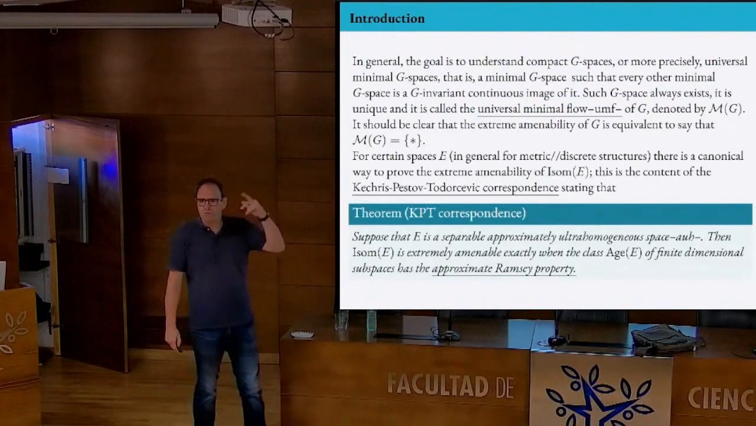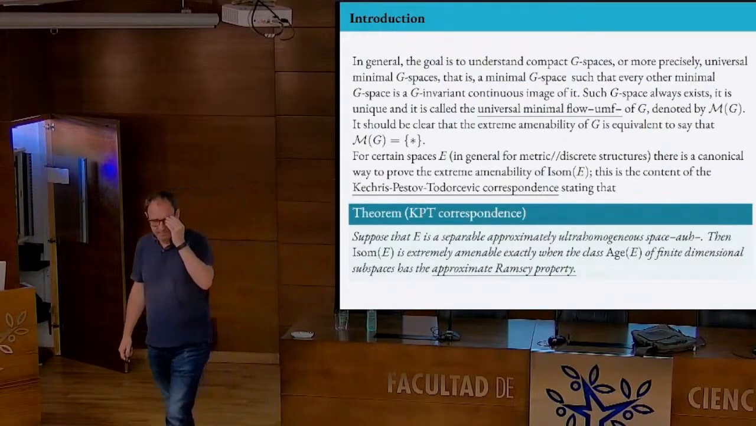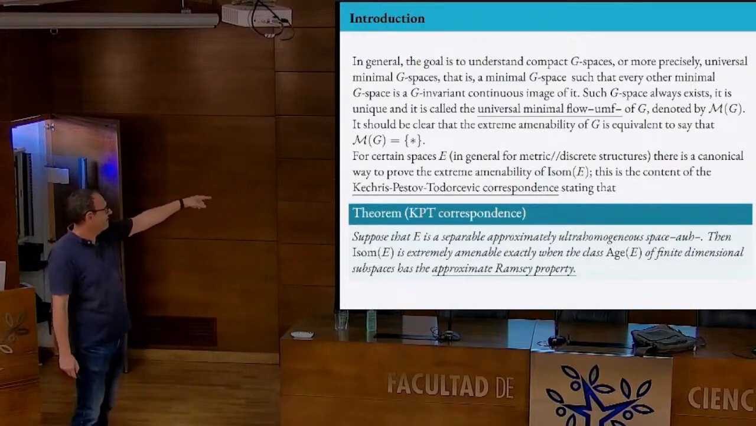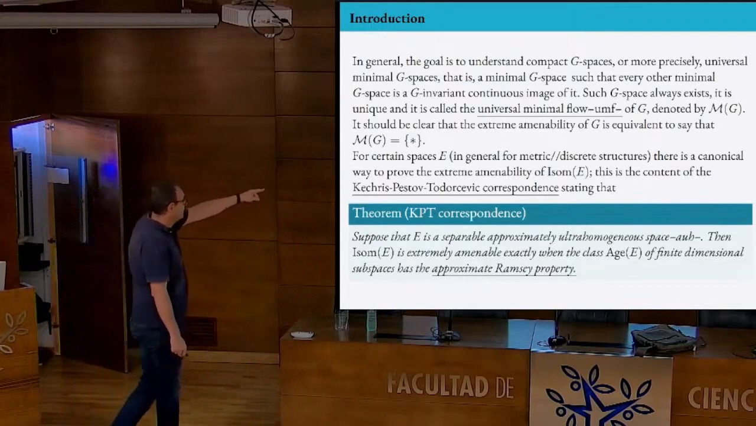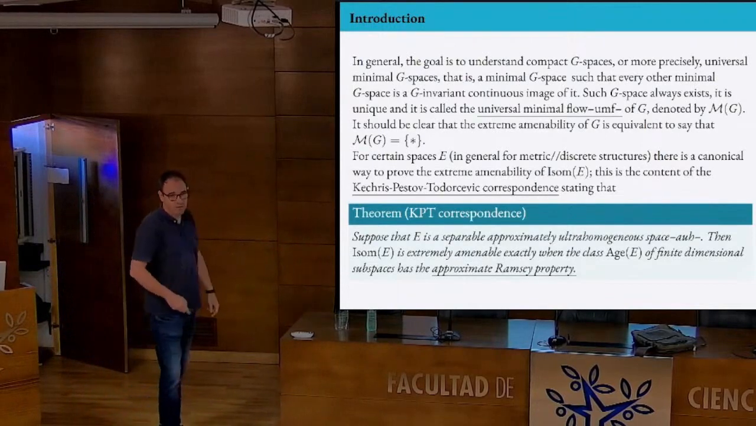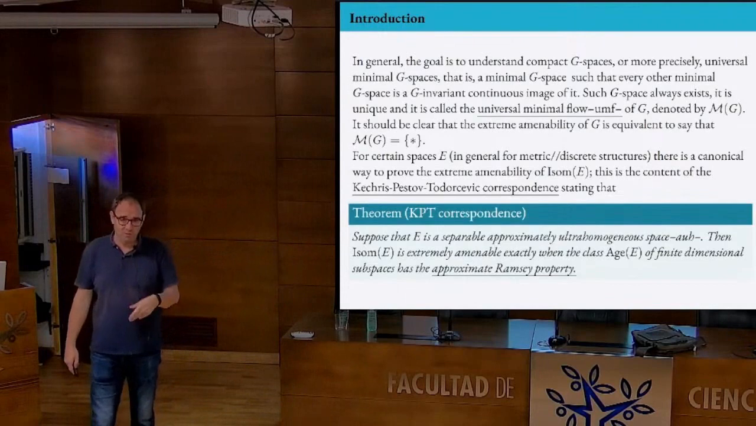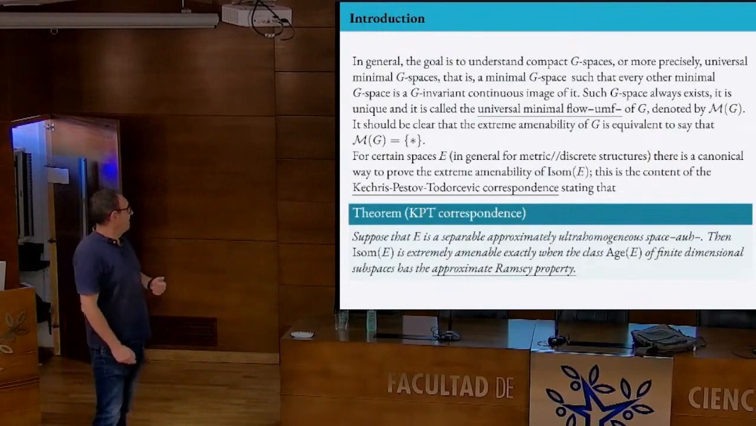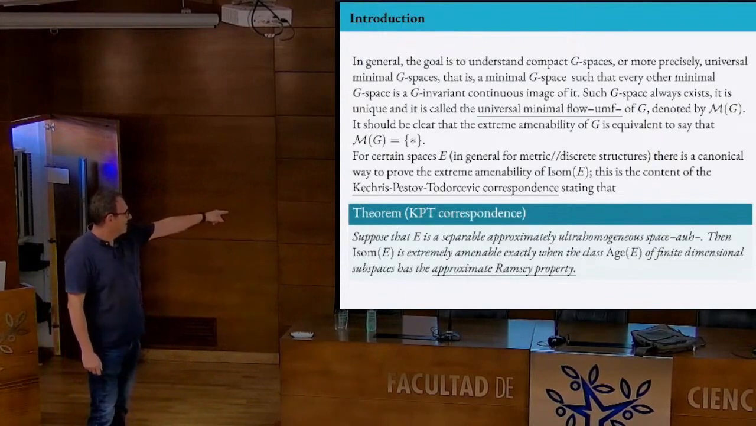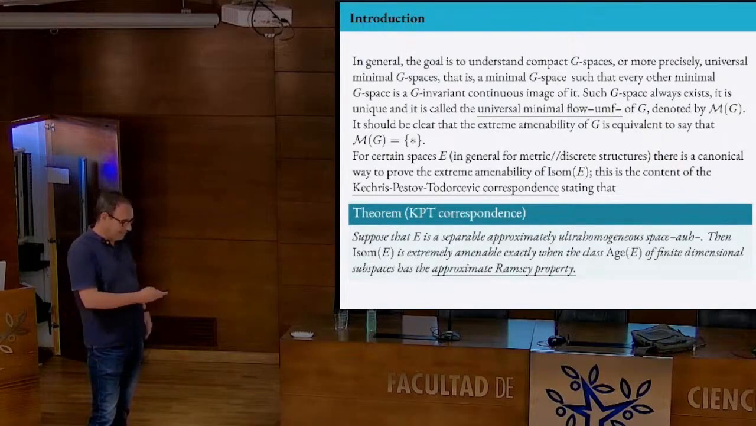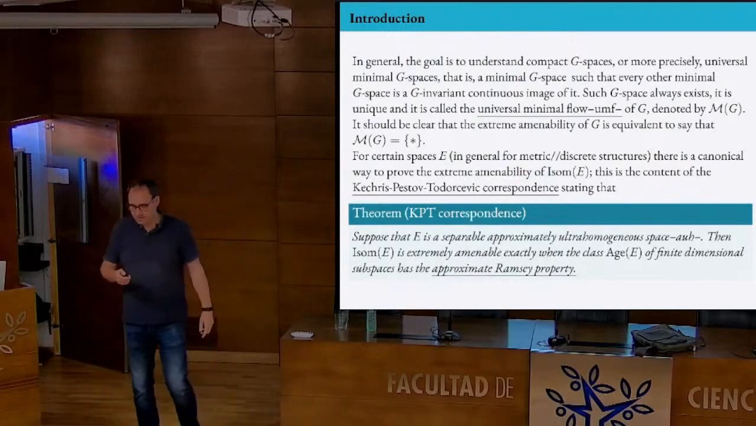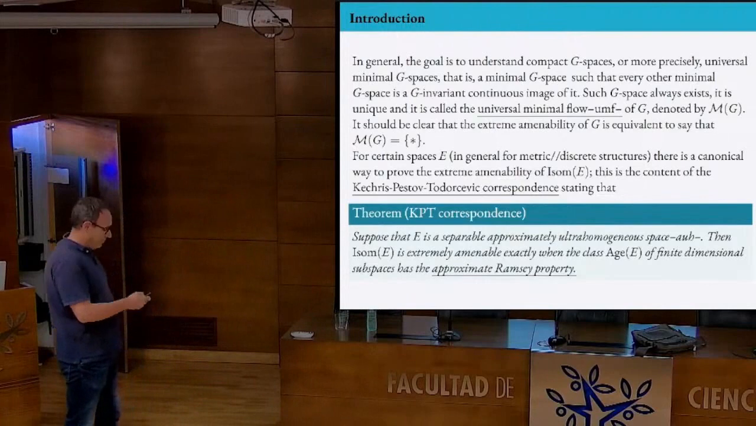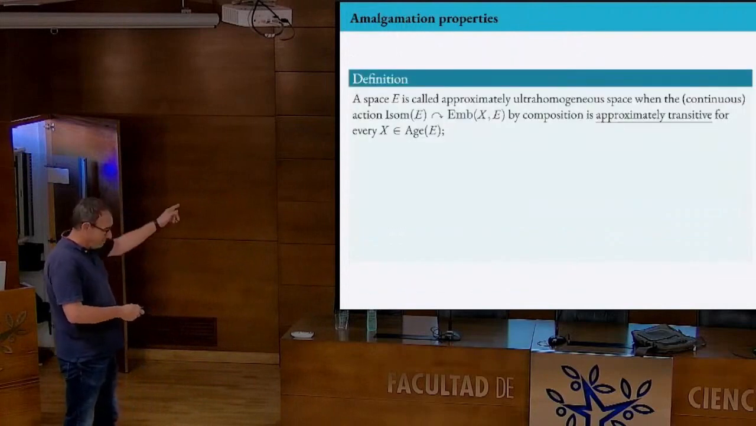Okay, so how do you prove these things? Well, luckily, for some spaces or in general structures, there is what is called the Kechris-Pestov-Todorcevic correspondence, which is telling you a procedure. And this procedure is that the extreme amenability of the isometry group is exactly the same as this approximate Ramsey property, which I'm not going to talk about today, but there is the definition in there. You will see what that is.